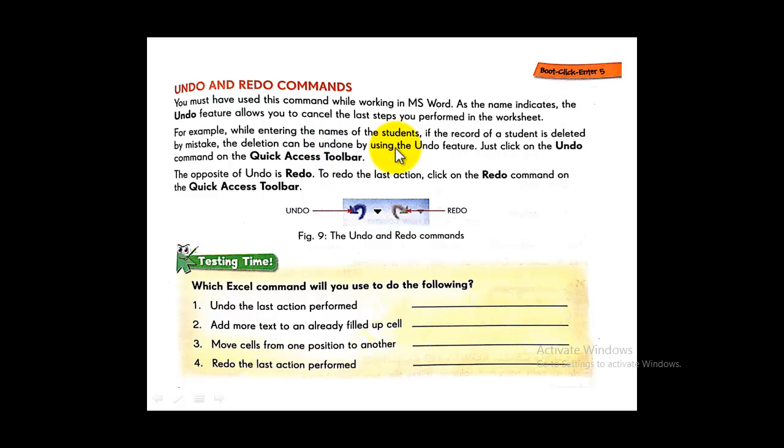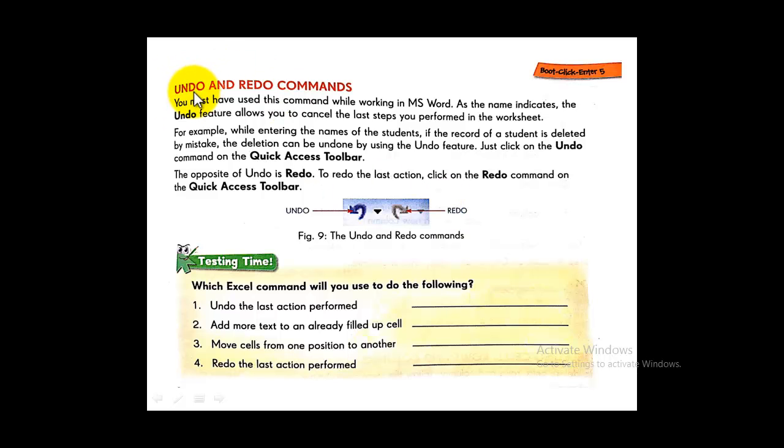The opposite of undo is redo. If you want to bring back what you undid, you can click on the redo command. To redo the last action, click on the redo command on the quick access toolbar. You have to go again to the quick access toolbar. This is the undo button and this is the redo button. What you have undone, if you want to redo it again, you can click on the redo command.